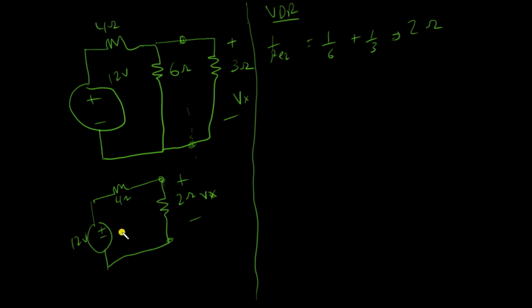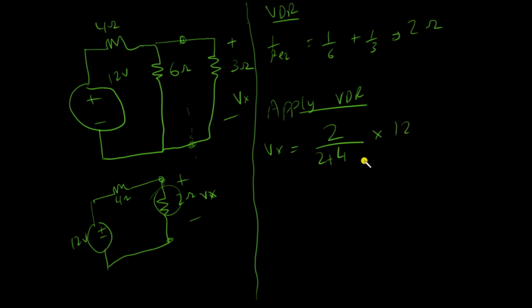Now the total voltage across both of these resistors is 12 volts. So I'll just apply the voltage division rule to find Vx. Vx is across the 2 ohm resistor, so 2 divided by the sum of the resistances, 2 plus 4, multiplied by the total voltage, which is 12 volts. So this comes out to be 2 volts. So this is how the voltage division rule is applied in circuit analysis.